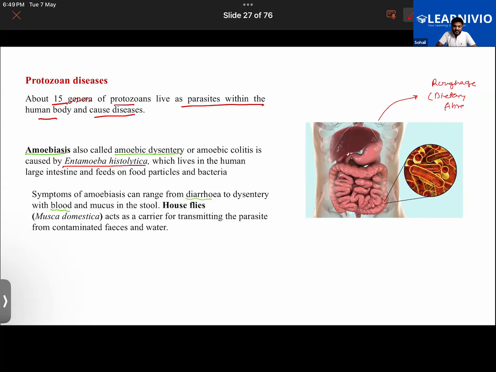You guys have heard of roughage, right? How many of you have heard of roughage? None of you. Okay, no worries. Basically, roughage is that part of the food which does not get digested. It itself is not getting digested, but it helps in digestion. Let me repeat. Roughage is that component of the food which does not get digested.